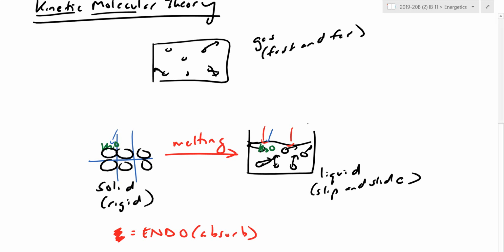How about going liquid to gas? This one here is called boiling. Sometimes you can also say evaporating. I don't know if you ever thought about this: what's the difference between boiling and evaporating? They both stand for liquid to gas.